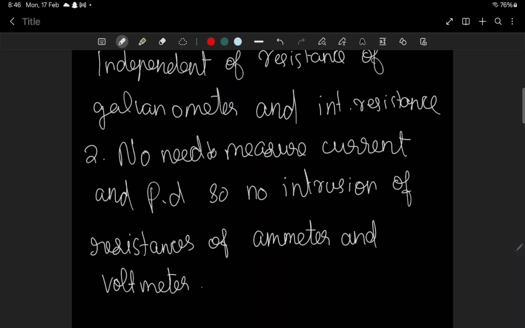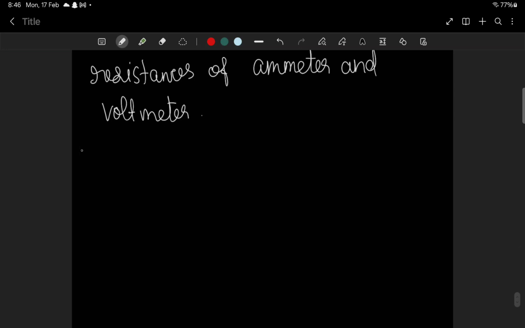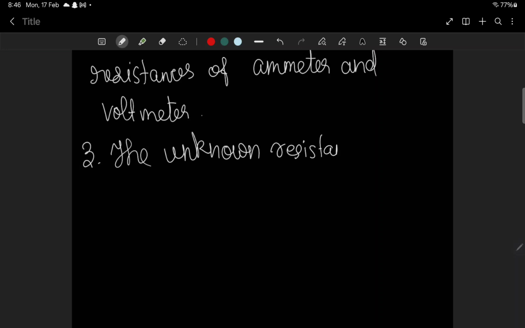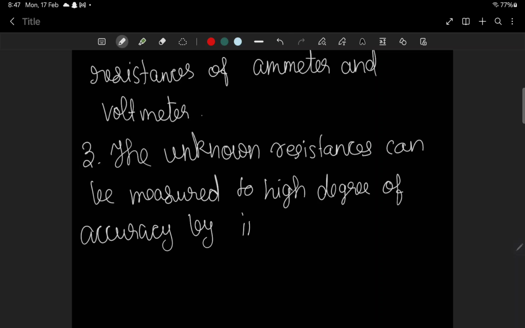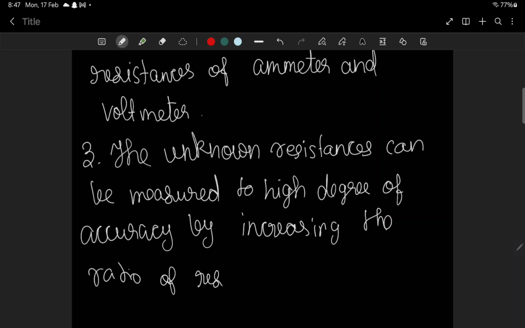Okay, one second. Now the third one: the unknown resistance can be measured to a very high degree of accuracy by increasing the ratio of resistances in arms P and Q. So these are some advantages of the Wheatstone bridge.